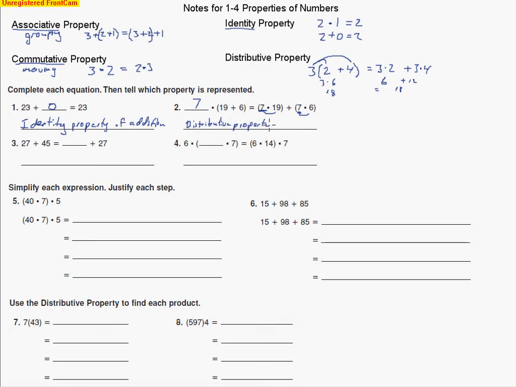Looking at our next problem, 27 plus 45 equals, and then they put the 27 on the other side of the addition sign. That means we have 45 on this side. So 27 plus 45 equals 45 plus 27. Those two expressions are equivalent, and what allows me to switch the order is the commutative property. So we'll say the commutative property of addition.